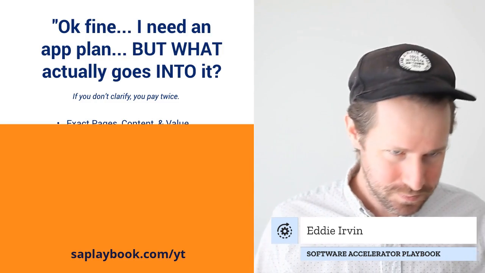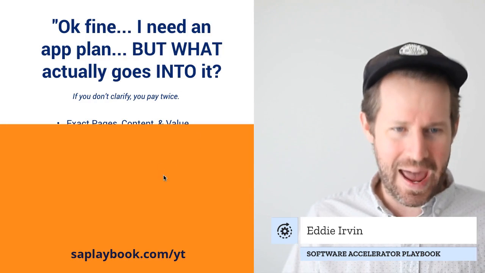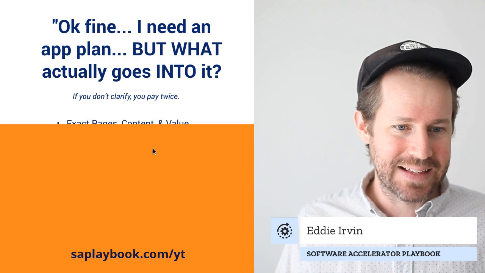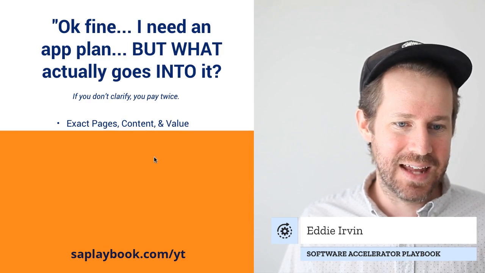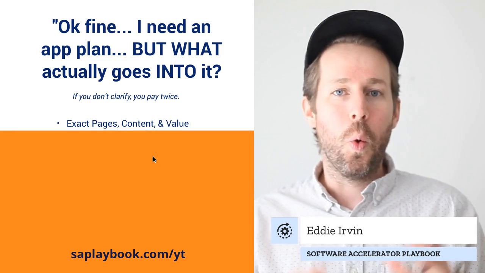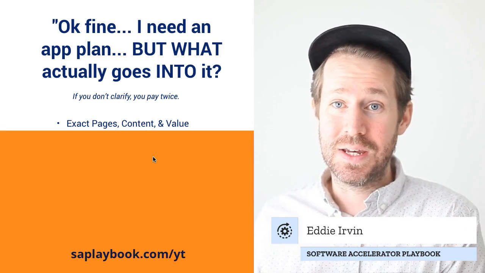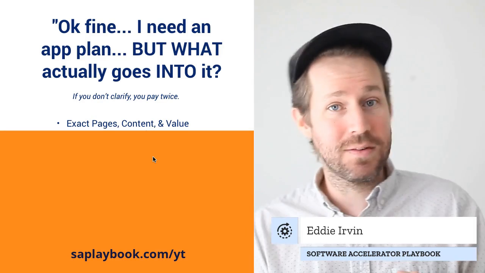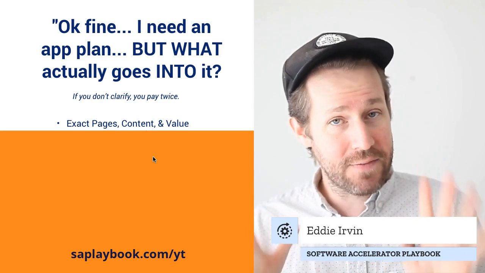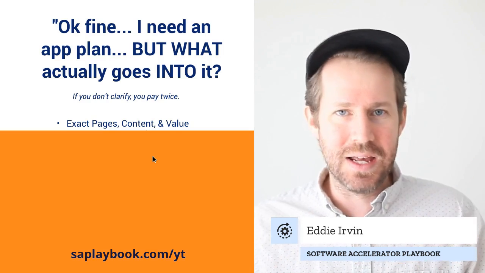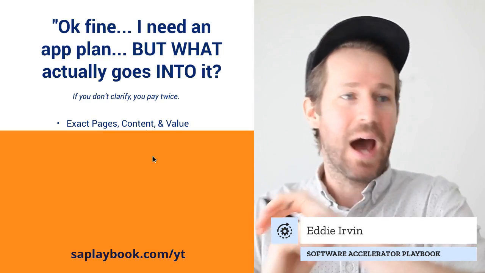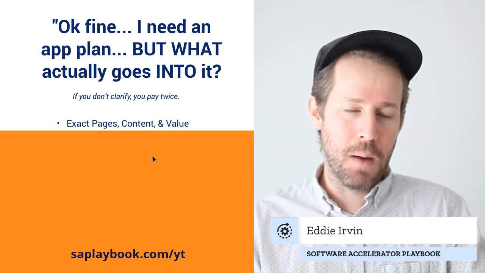So here's the list. Okay, fine, I need an app plan, but what actually goes into it? Exact pages, content, and value. So what this means is, what exact pages will you have in your app? How many exact pages? Not, I kind of need a page, or kind of this or that. No, I need 5 pages, or I need 7 pages, or I need 9 pages. Whatever it is, you've got it entirely mapped out. I have this exact many pages.